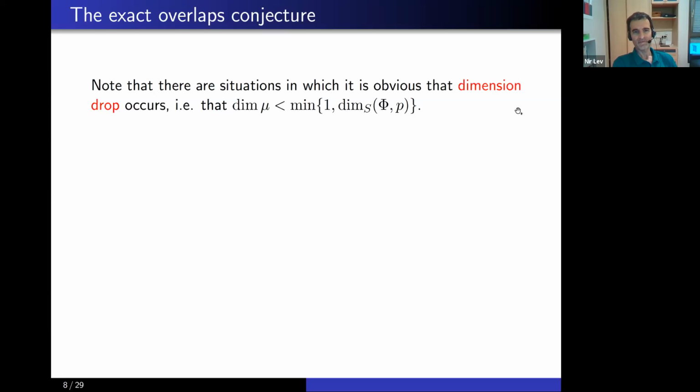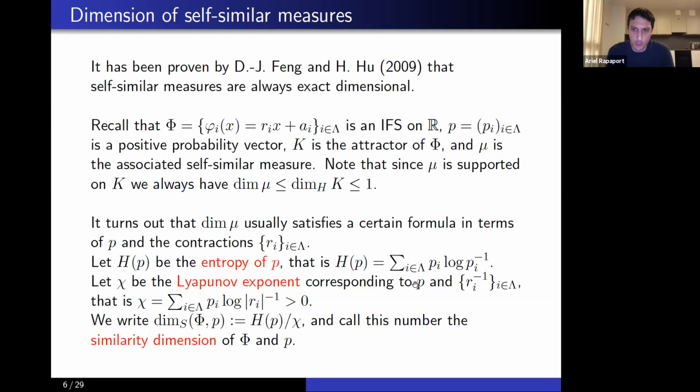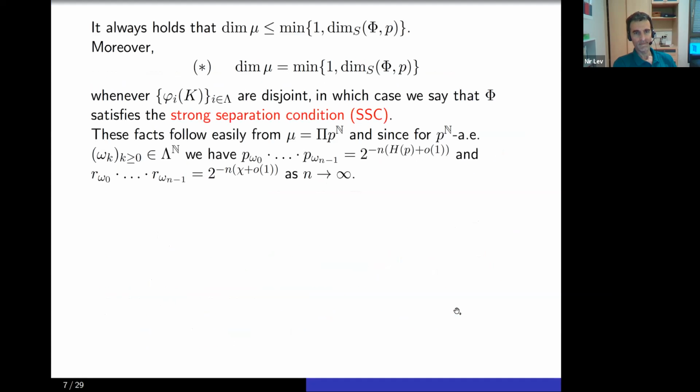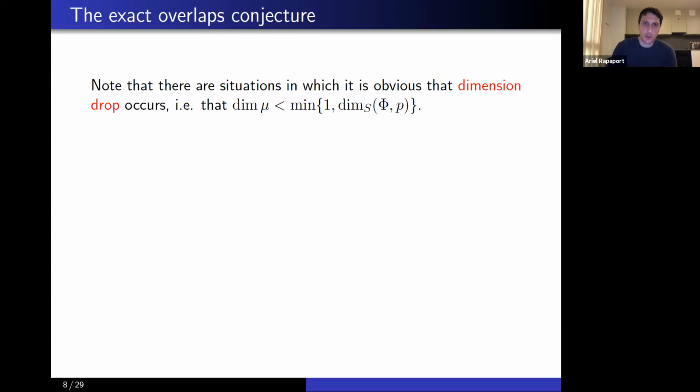Ariel, could you please remind the definition of dim SVP? Yes, dim SVP is the entropy of the probability vector P divided by the Lyapunov exponent corresponding to P and the inverses of the contractions, and the Lyapunov exponent is defined as follows. So dim SVP is this ratio. Okay, thank you. Yes. So as I said, there are situations in which it is obvious that the star does not hold, and then we have this inequality.